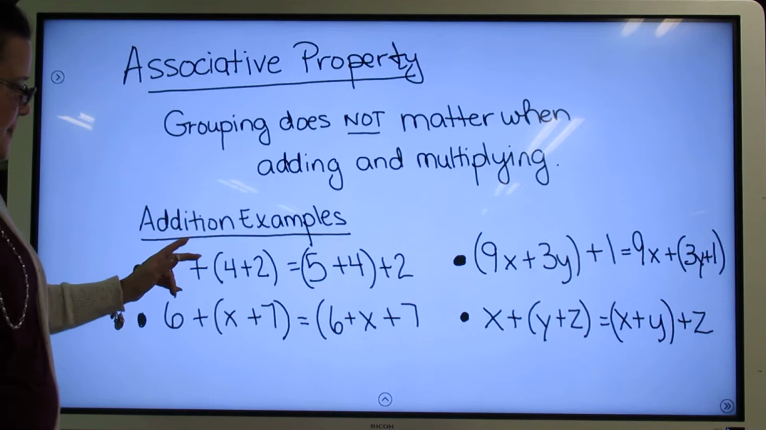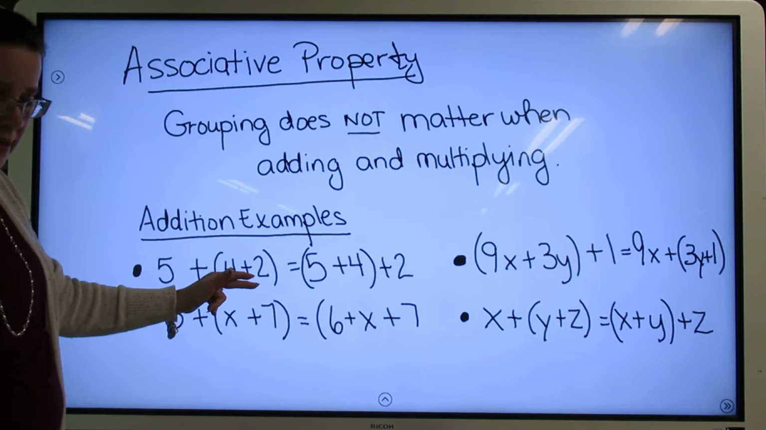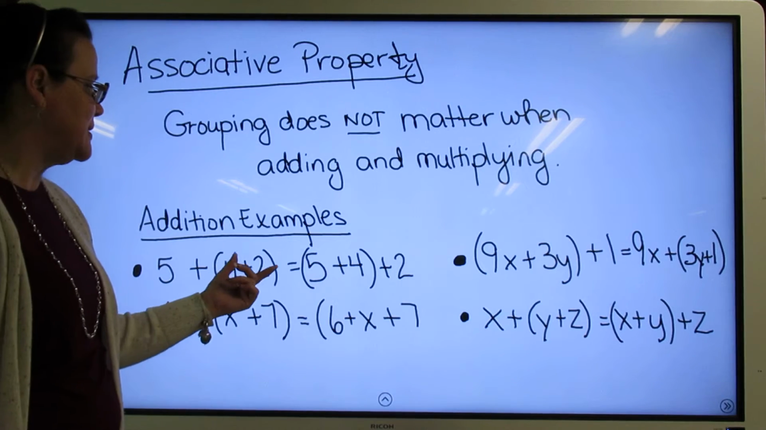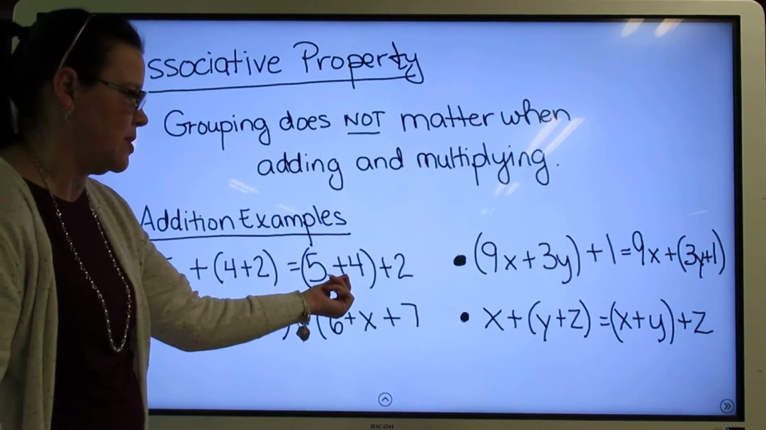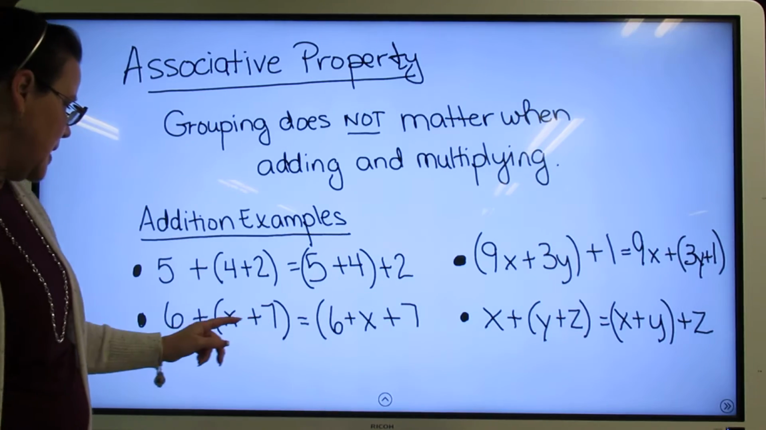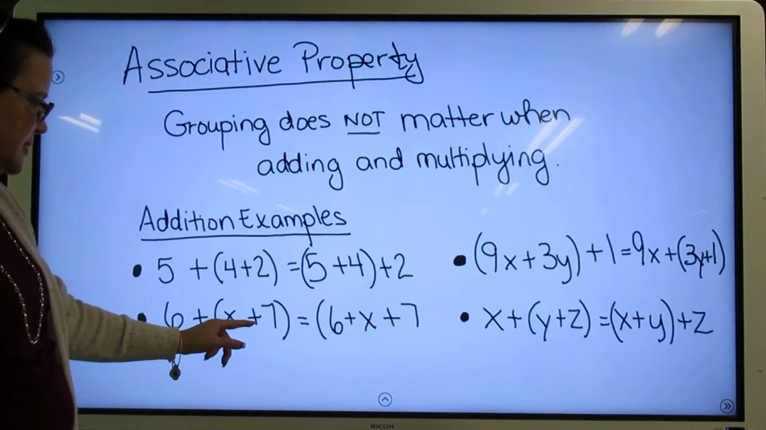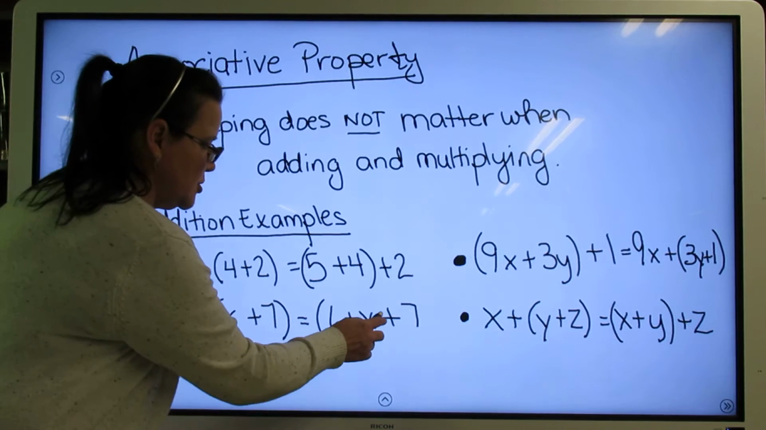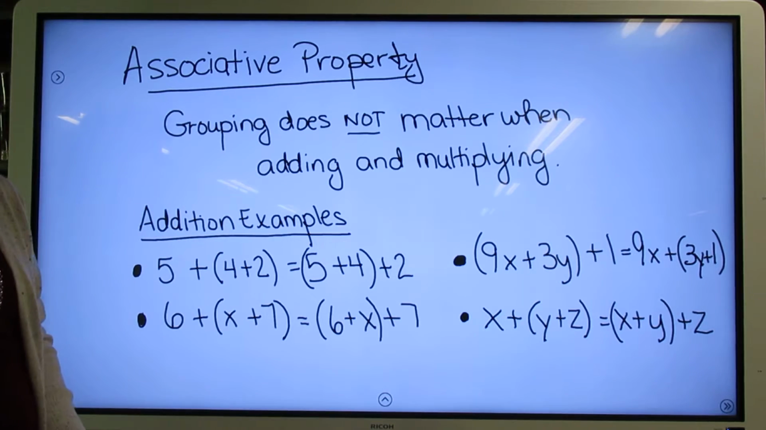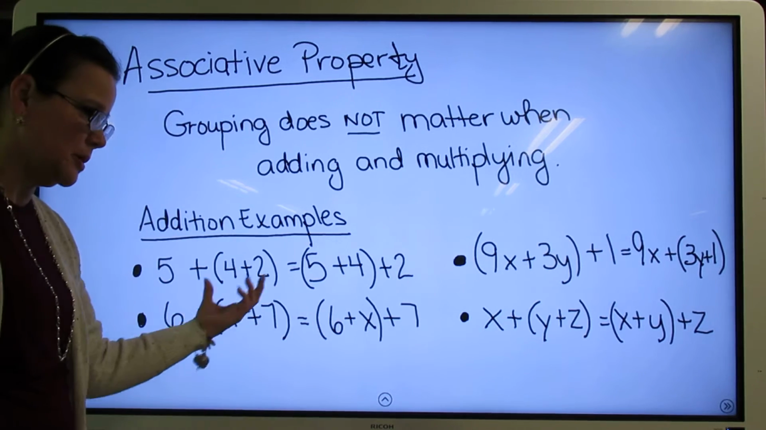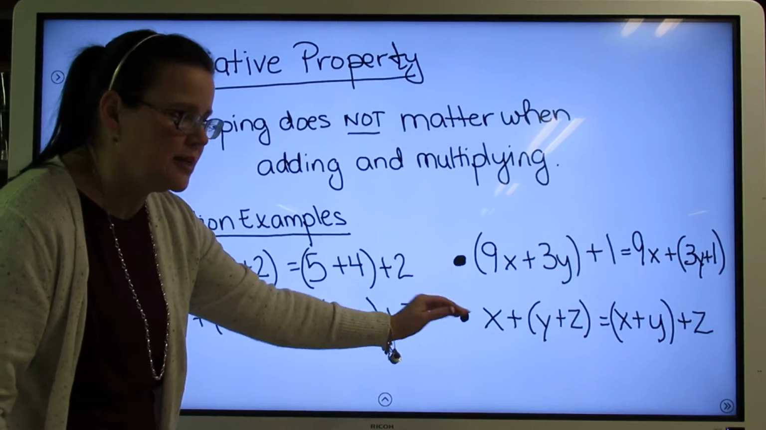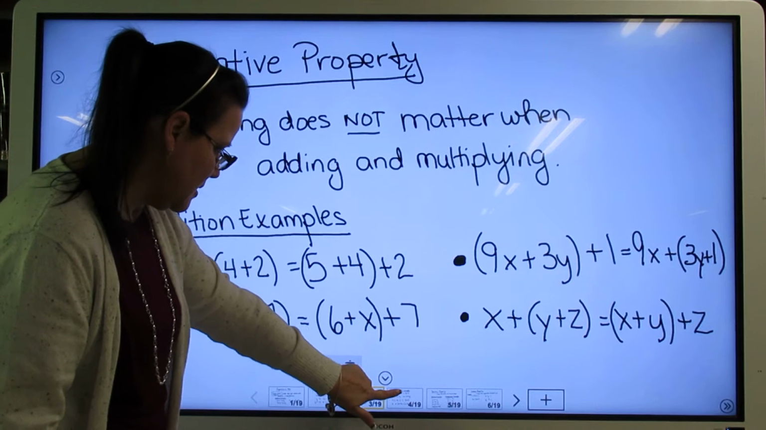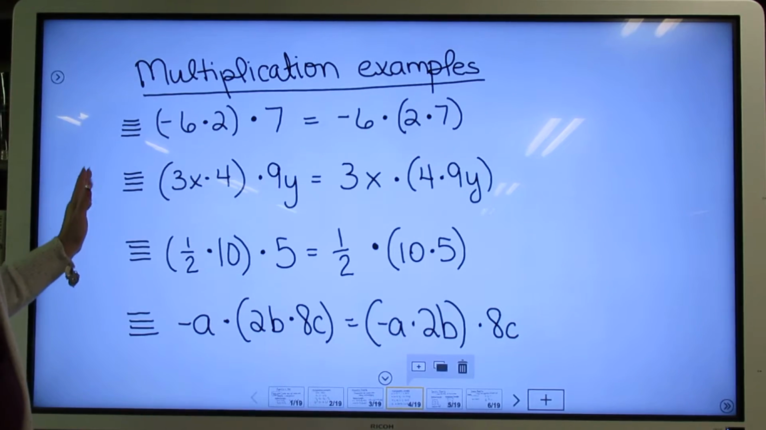5 plus, and then parenthesis 4 plus 2 is the same thing, but they just switched the grouping around, and they said with the parentheses 5 plus 4, and then plus 2. And then 6 plus x plus 7, and they have their parentheses around the x plus 7, but you could easily do 6 plus x, and then plus 7, and just switch the parentheses around. And there are 2 more examples here, and I'm not going to say them again to you, so you can read them.